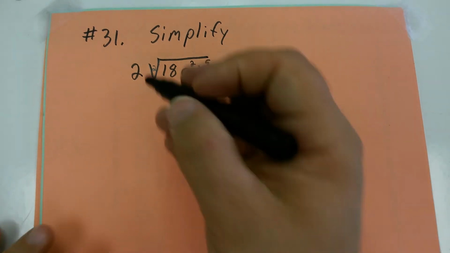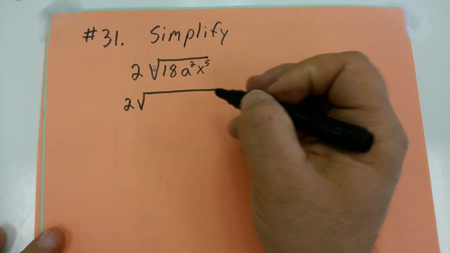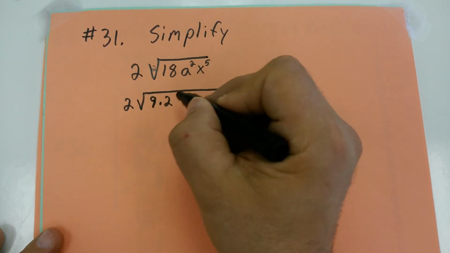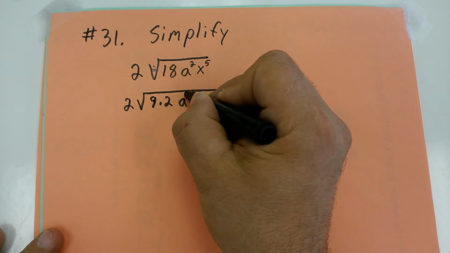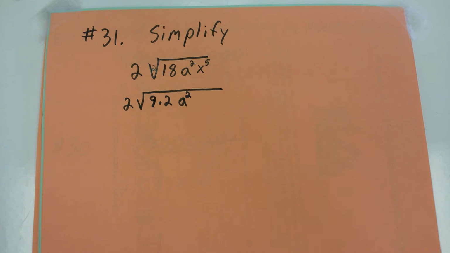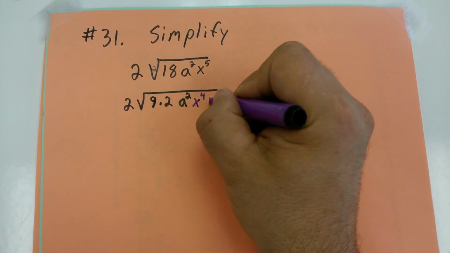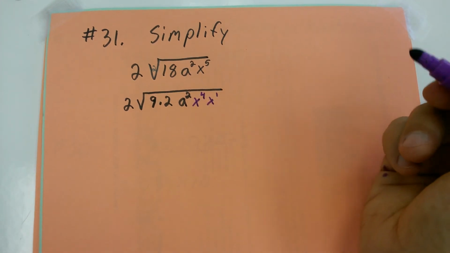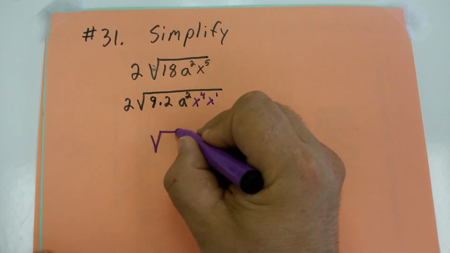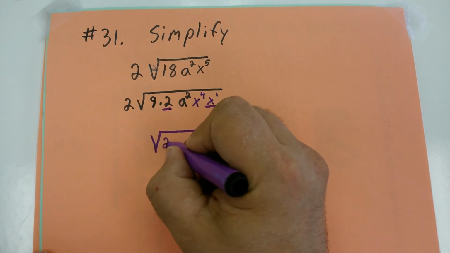So what times what equals 18? I don't like 6 and 3, but I do like 9 times 2. A to the second power is fine because it's an even exponent, but x to the fifth I need to rewrite as an even power, x to the fourth times x to the first. And from this picture here, I have to realize I cannot square root 2 and I cannot square root x to the first.